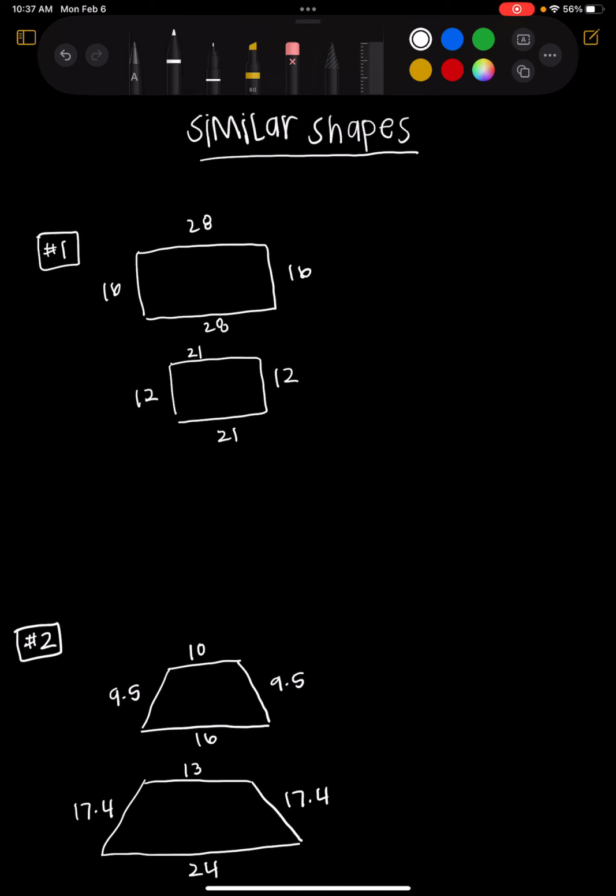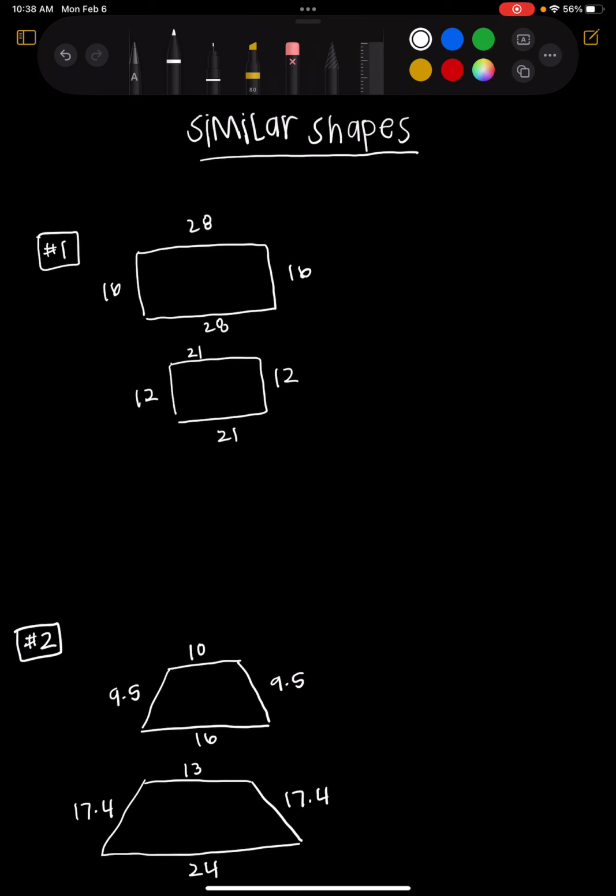Hi everyone, so now we're going to talk about how we can use proportions to solve similar shapes or determine if shapes are similar. So similar shapes will look the same, have the same angles, but maybe be bigger or smaller than one another. That's different than congruent shapes, and we'll talk about congruent shapes in another video, but similar shapes can be bigger or smaller than each other, but have the same proportions, where congruent shapes are exactly the same.